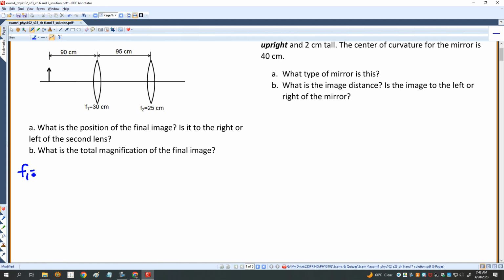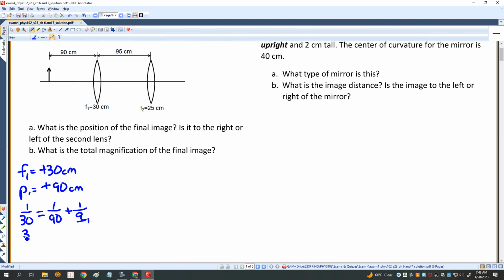I know that f1 is equal to positive 30. It's a convex lens. P1 is equal to positive 90 centimeters. That is a real object. And to find Q1, I say 1 over f1, 1 over 30 equals 1 over P1 plus 1 over Q1.